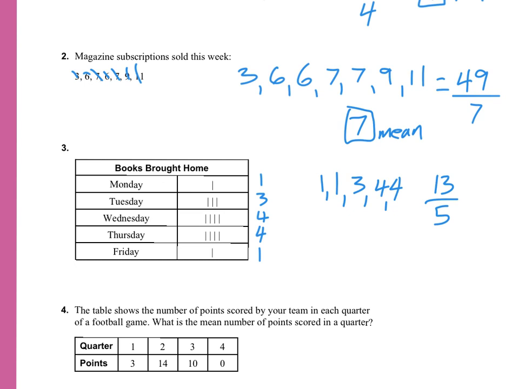And we get 2.6. And that sometimes happens when you're dealing with this, is you get a decimal. So we have a 2.6 or 2 and 6/10. So it's like in between 2 and 3. So if we were going to put that in our data to show where it was, it would be about right there. Anyway, moving on to number 4 now.